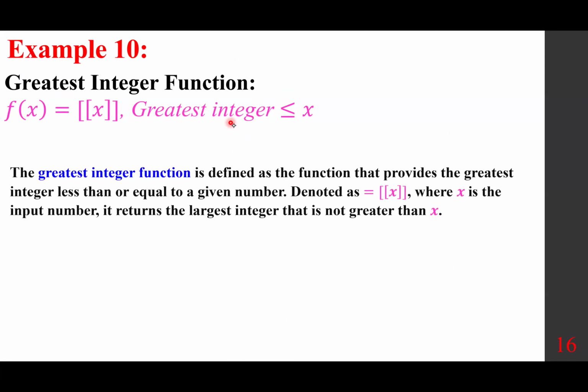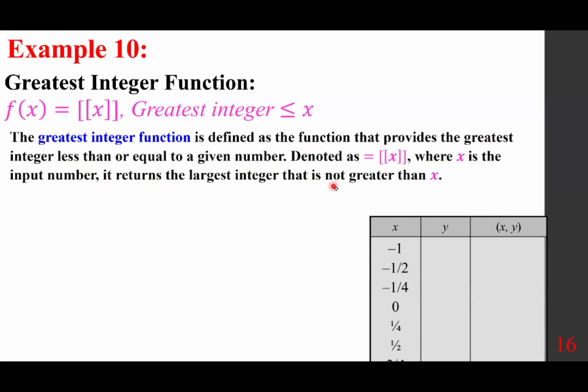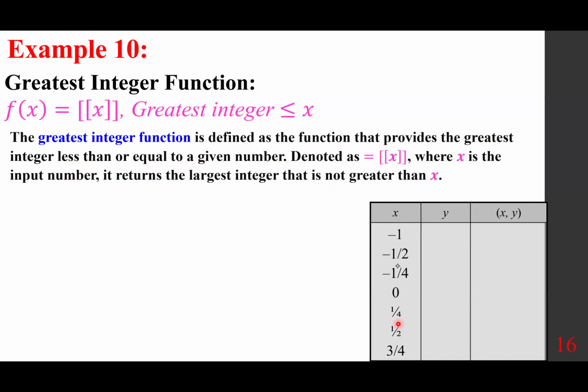Okay. And so the greatest integer function is defined as the function that provides the greatest integer less than or equal to a given number, denoted as double brackets x, open and closed, where x is the input number. It returns the largest integer that is not greater than x. So, for example, if we look at these numbers, okay, first I want to discuss the integers.